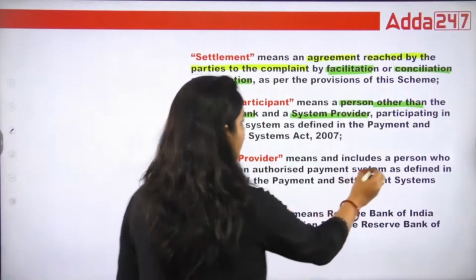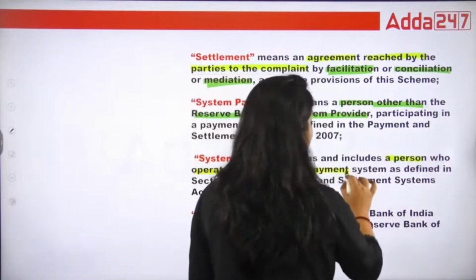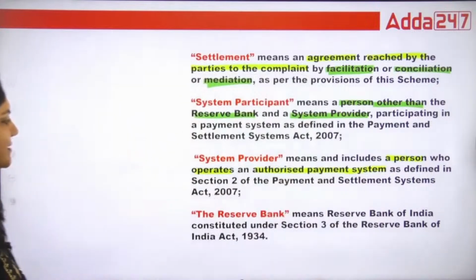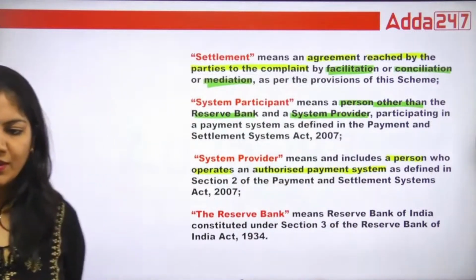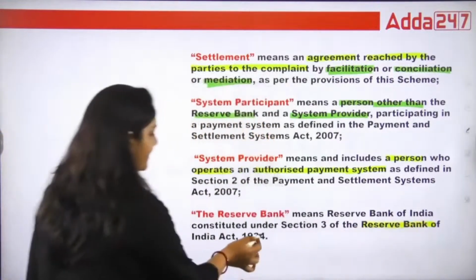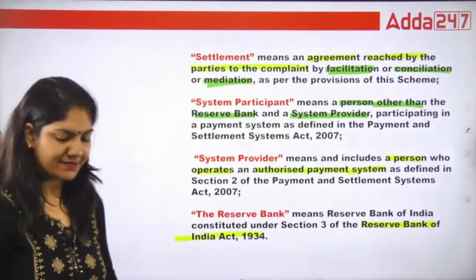It includes a person who operates an authorized payment system as defined in section 2 of the Payment and Settlement Systems Act. That's it. Okay, Reserve Bank, as we know, is defined under the Reserve Bank of India Act. That's it.